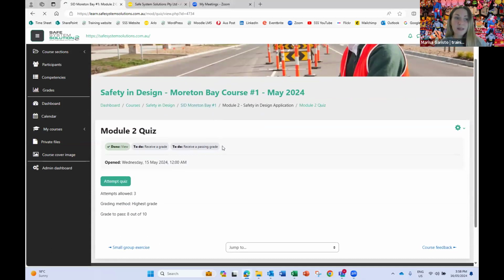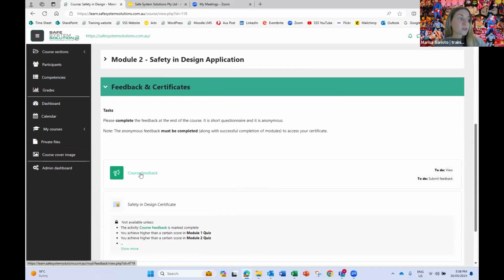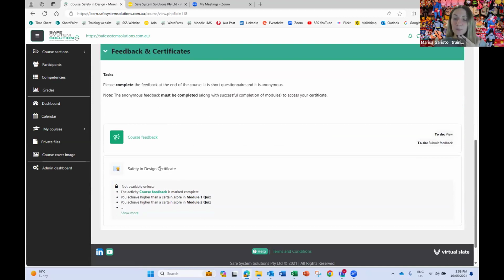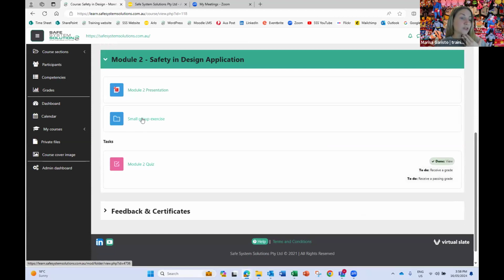To get your certificate of completion, down in feedback and certificates, there's just a short feedback form, if you could please complete that one. Once you have completed the module 1 and 2 quiz, successfully achieved the pass mark, and completed the feedback form, your certificate will become available for you to click and download. So that is all you need to do to complete the course and obtain your certificate. We've got just a few of the documents from today's small group exercises here in this folder, should you want to refer back to them.